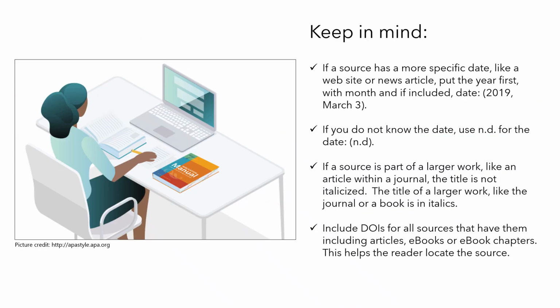Keep in mind that the publication date should match the source, so if it is a news article with a specific date, use the year, month, and day. If you cannot find a date, use N period, D period for no date. To help remember what should be in italics, a source that is part of a larger work, like an article within a journal, is not in italics. If it is the title of that larger work, like the journal itself or a book, the title should be in italics. And always include a DOI or other locating information for a source you have found online.